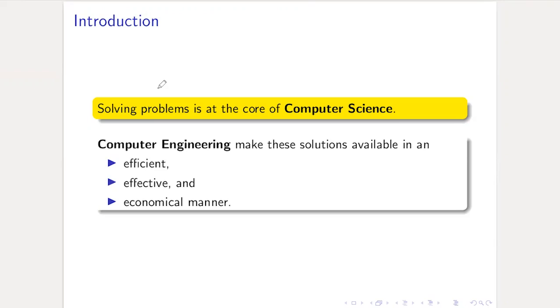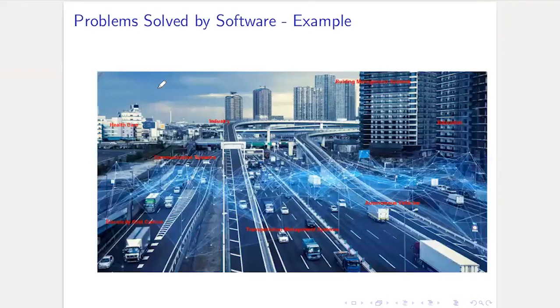So computer engineering is the approach we have, the engineering discipline for developing solutions with these kinds of properties. Now, what are these problems? It is a list that you cannot enumerate within a period of time. It's very lengthy. I just took as an example the image of a city, and there are a lot of problems in a city like this.